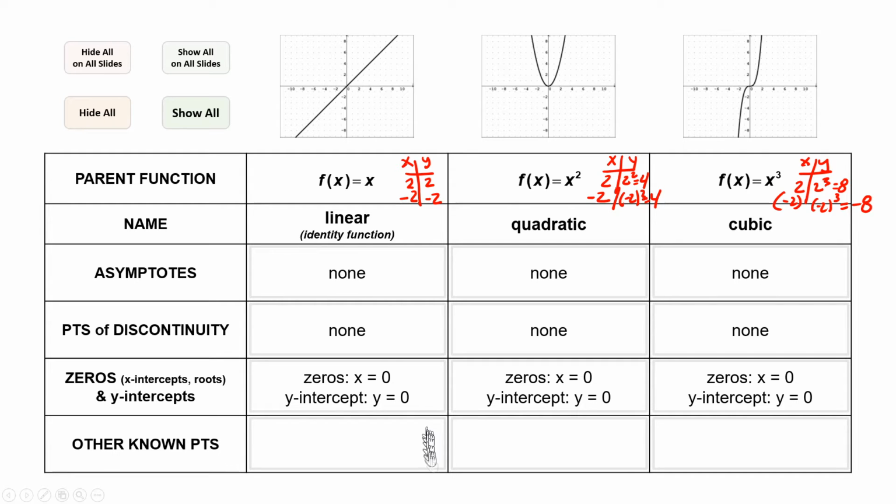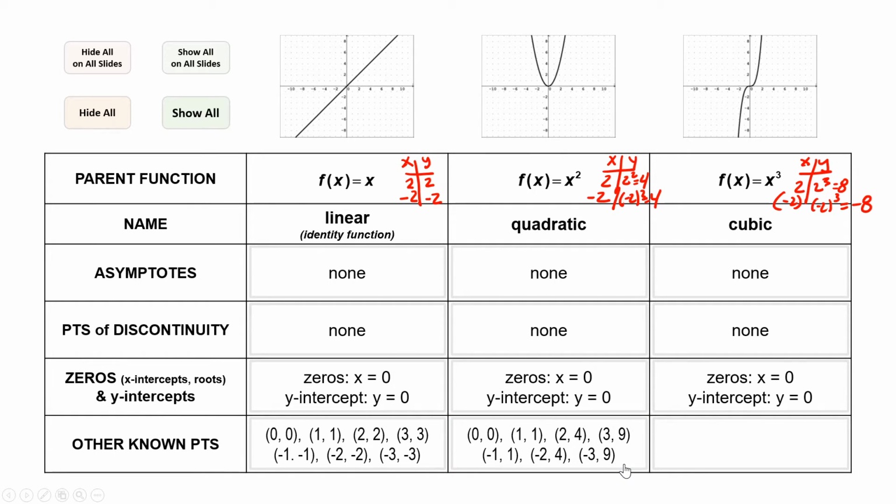Known points for a linear function essentially is where all the x and y coordinates are equal to each other. So you have 0, 0, 1, 1, 2, 2, 3, 3, negative 1, negative 1, negative 2, negative 2, and negative 3, negative 3. For a quadratic, you could have 0, 0, 1, 1, 2, 4, 3, 9, 4, 16, where all the y's are the values of x squared.